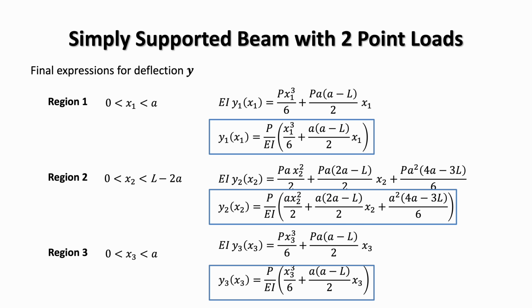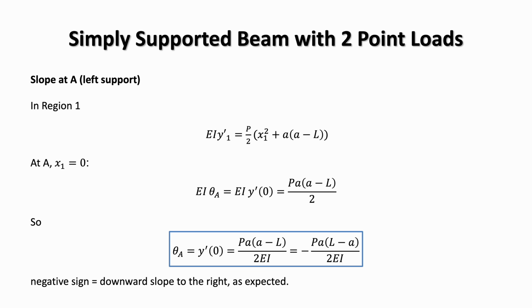So we were requested to evaluate the slope at the left-hand support A. This is in region 1, so we need to use the region 1 slope expression, which we found, and the local coordinate at A is x1 equals 0, so we need to substitute that into the slope expression. Dividing by EI results in the slope at A being minus PA(L minus A) over 2EI. The negative sign indicates that the slope at A is downwards to the right, which is consistent with the deflected shape of the beam under the applied loading.